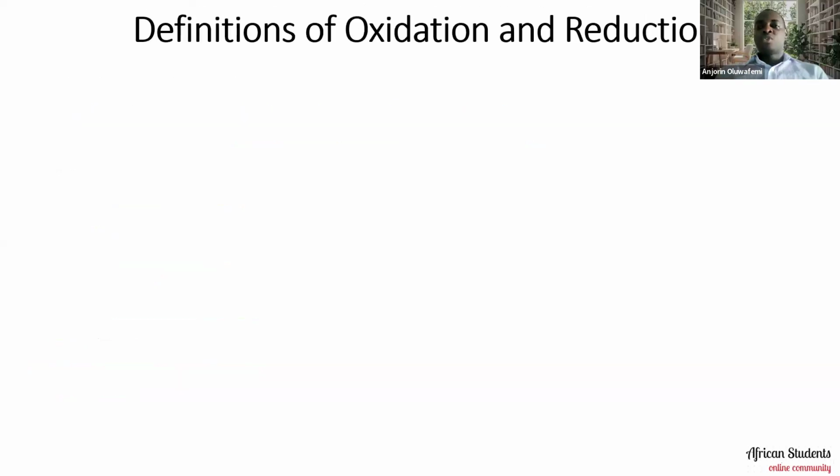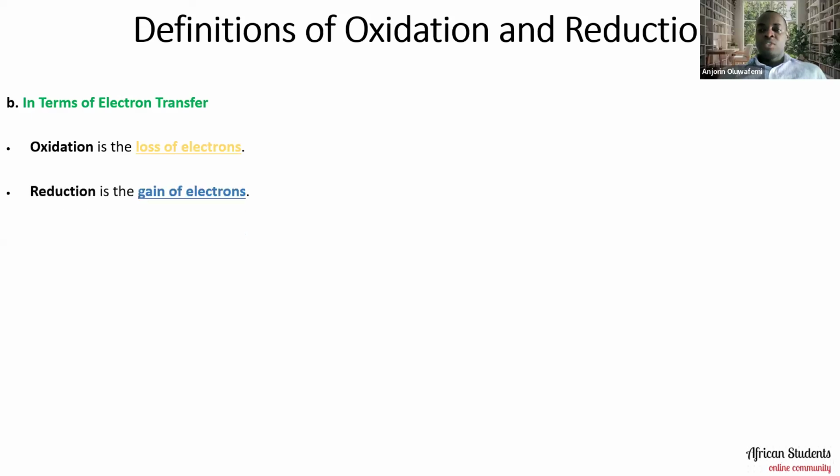We want to define oxidation and reduction also in terms of electron transfer. Now, in terms of electron transfer, we say oxidation is the loss of electrons. Oxidation is what? It is the loss of electrons. And then we say reduction is the gain of electrons. Oxidation is the loss of electrons. Reduction is the gain of electrons.